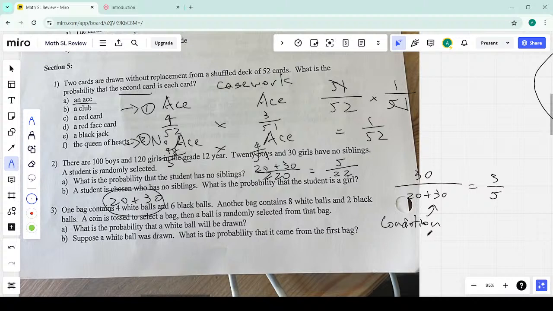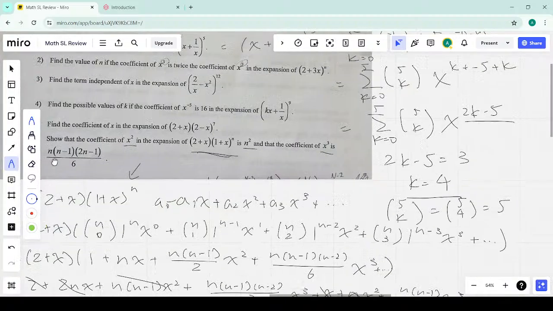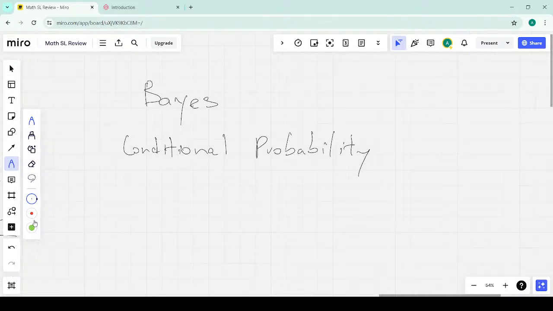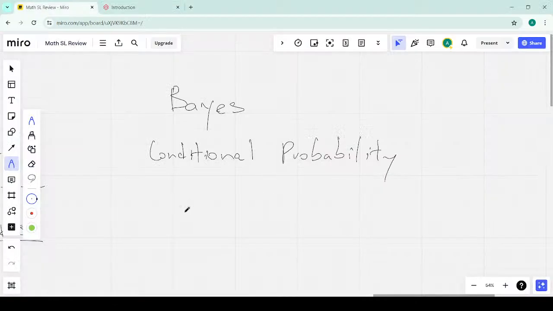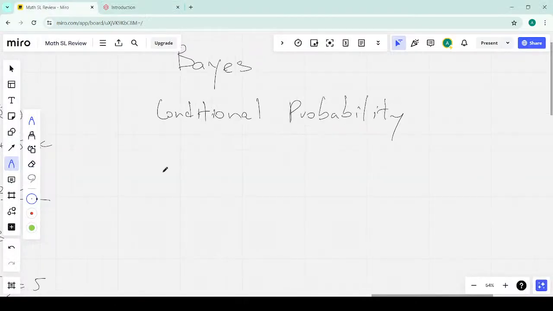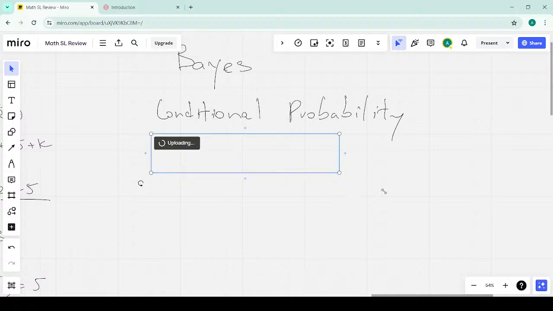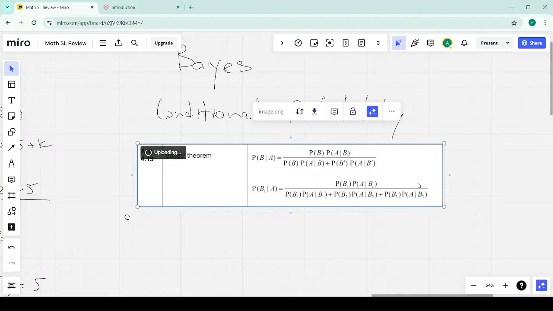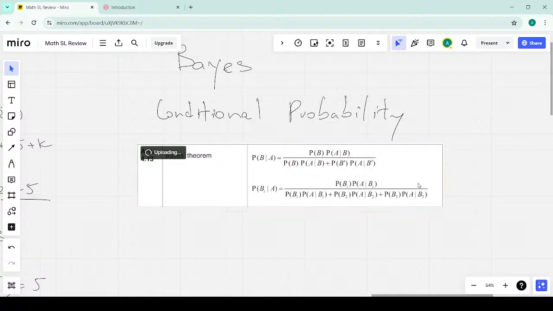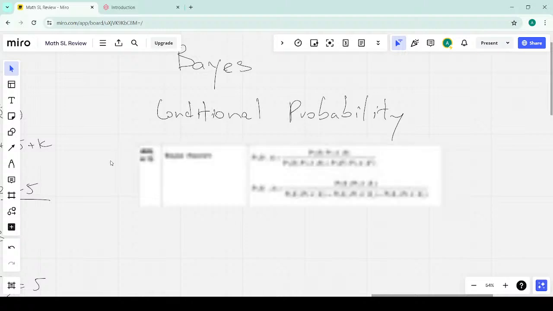And then it asks what's the probability that the student is a girl. Well, there's 30 girls, so 30 out of the 50. And what Bayes' theorem is basically saying is this giant formula. I'll copy it just for the sake of it. But realistically, personally, I never memorize this. It's usually more simple to just go off logic.